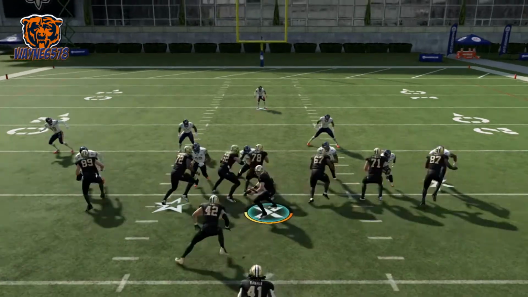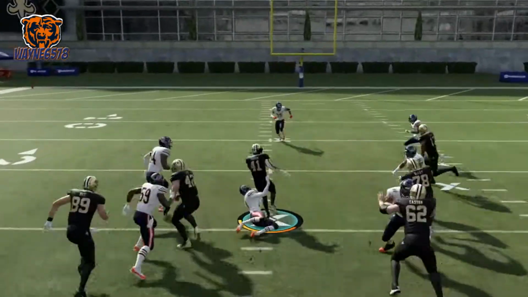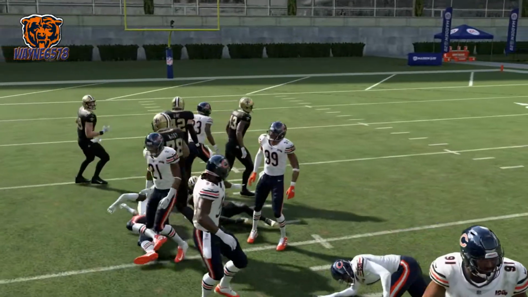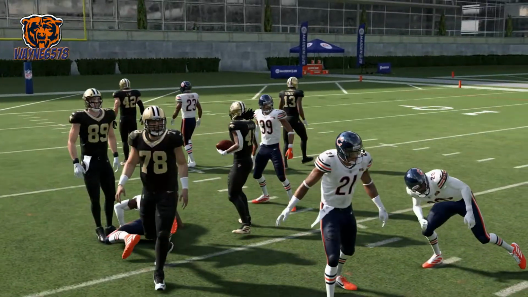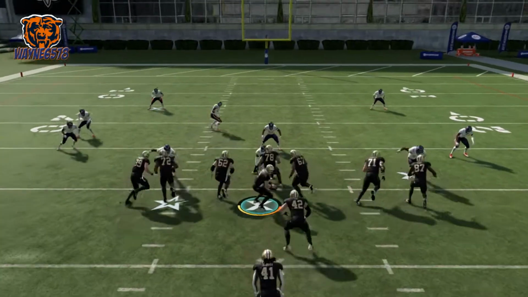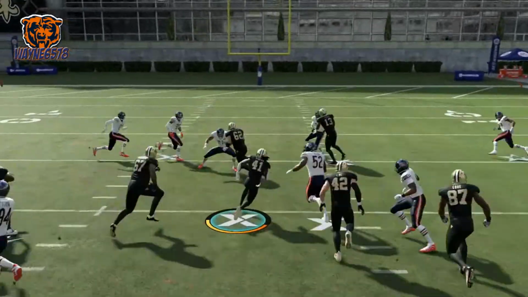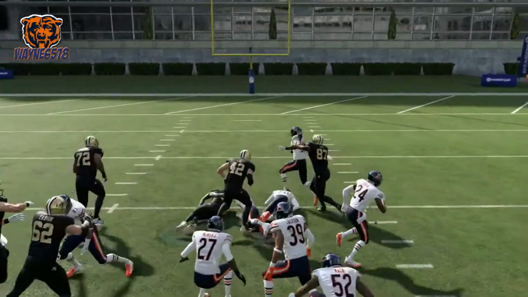It's going to switch it to the weak side, follow that fullback, and look at that. That is the key to this play. A lot of people don't run it this way, but I'm telling you, this is the best way to run this play. Follow that fullback and pick up those yards.